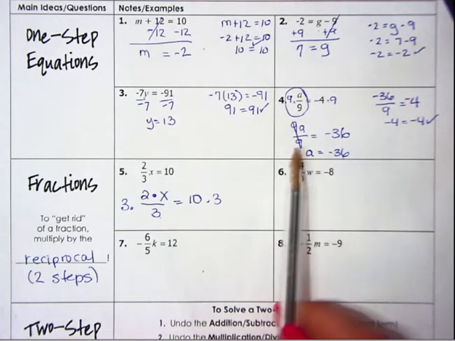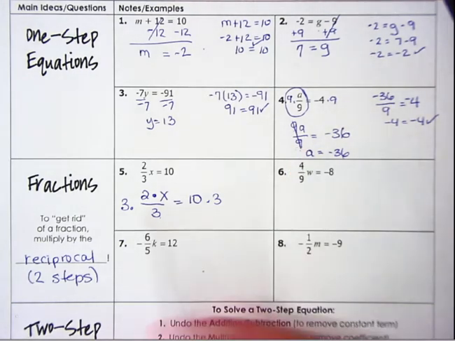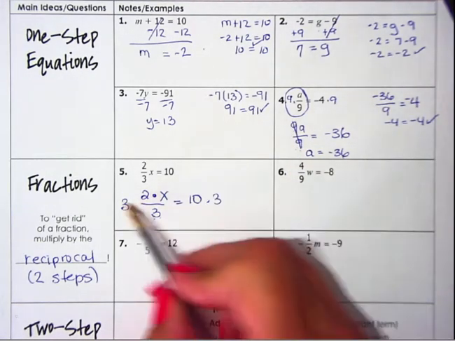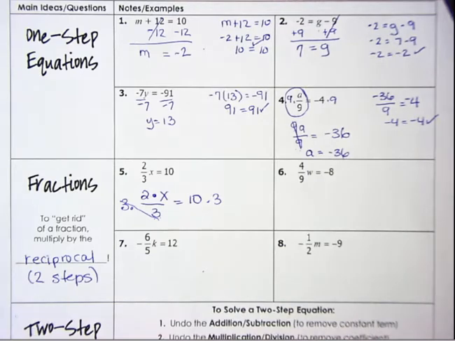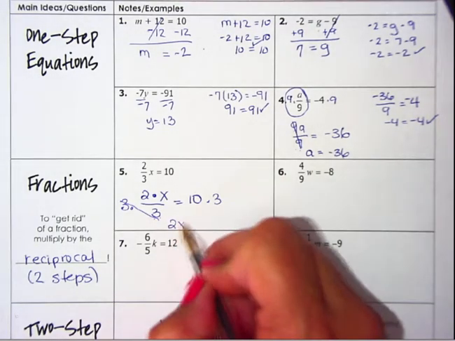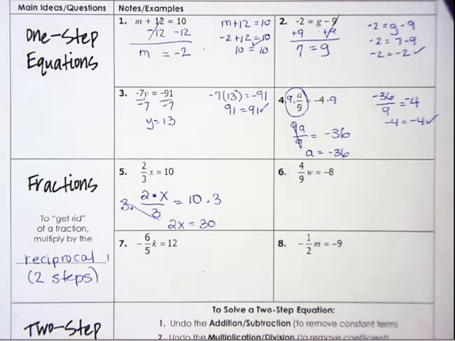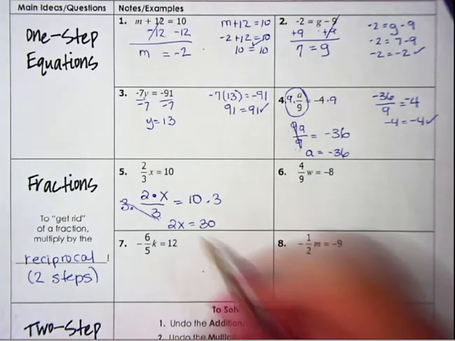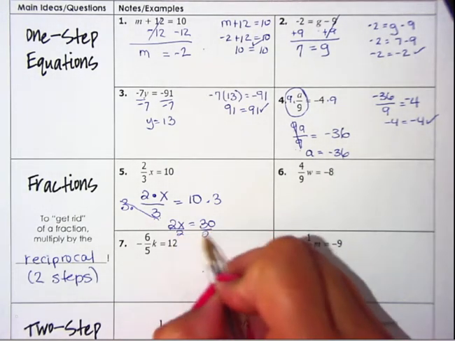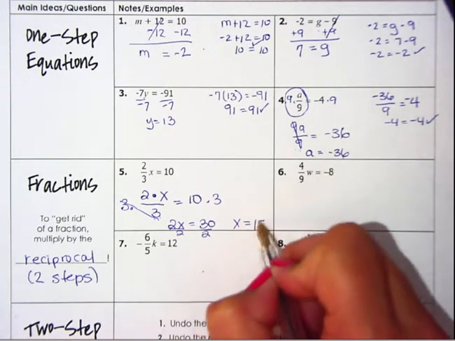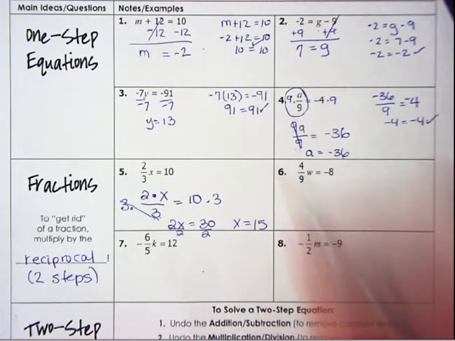And so just like we saw up here, what that does is turns 3 divided by 3 into 1, and so now I'm just left with 2x is equal to 30. Then I can go ahead and divide both sides by 2 and get that x is going to be 15.